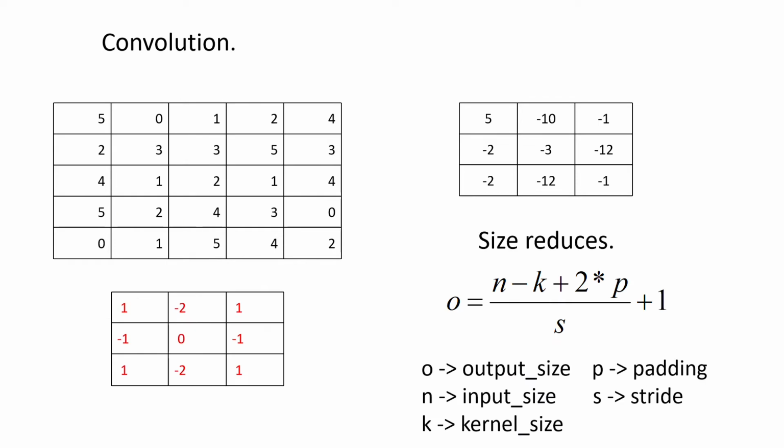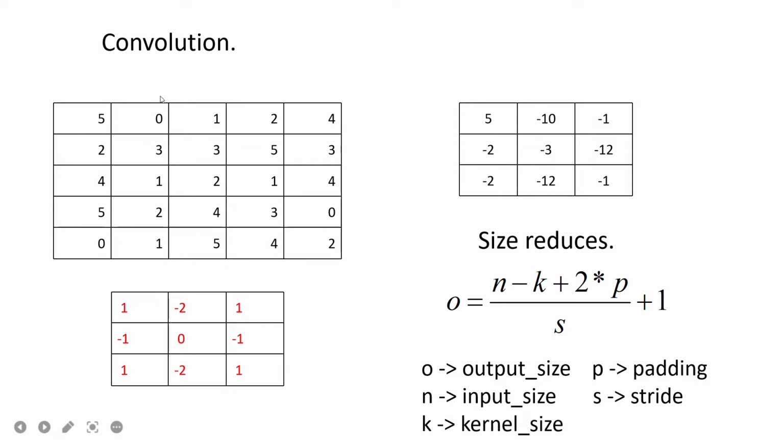So if you do this for all the possible positions, you'll get a 3 cross 3 tensor, and these are the values. Now how will you know mathematically what is going to be the output? Well, this formula tells you. This O is going to be the tensor size. What is N? You can see it's the input size. Input size is 5 cross 5.